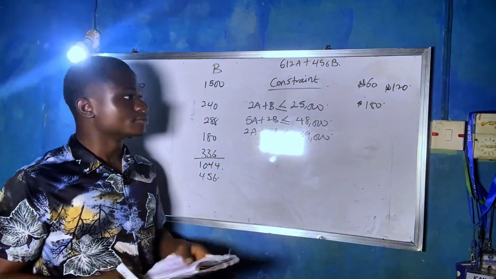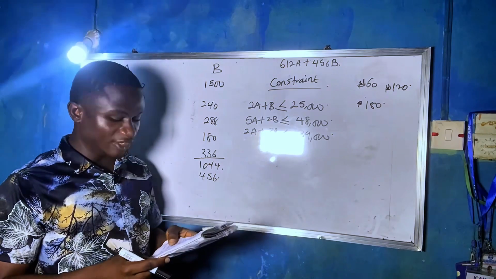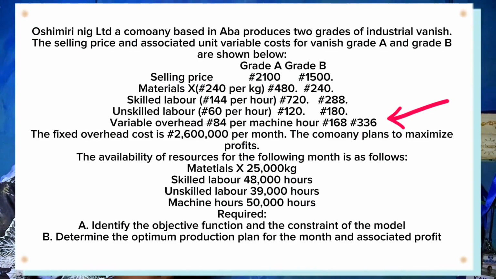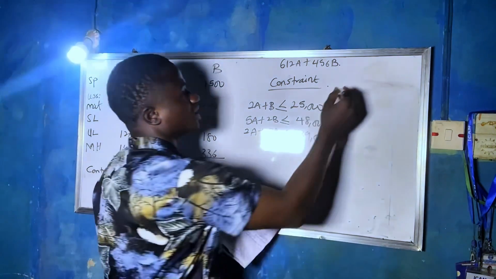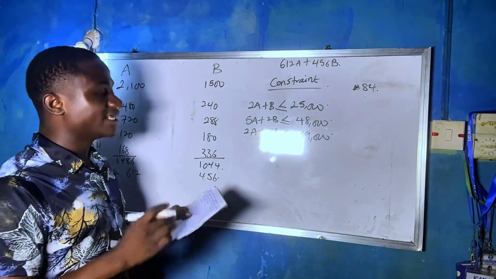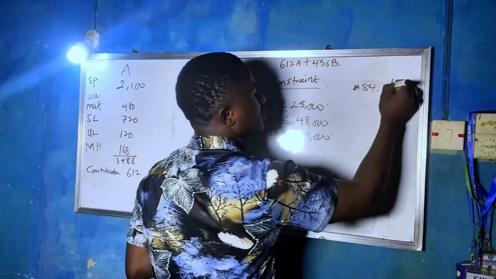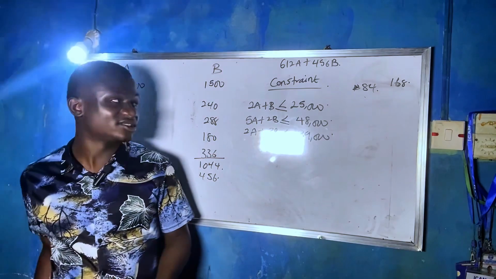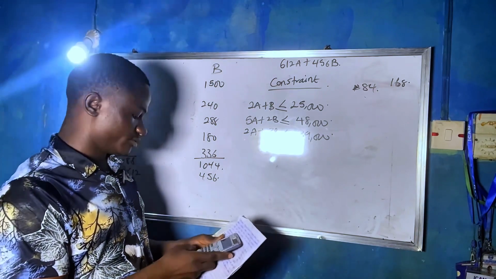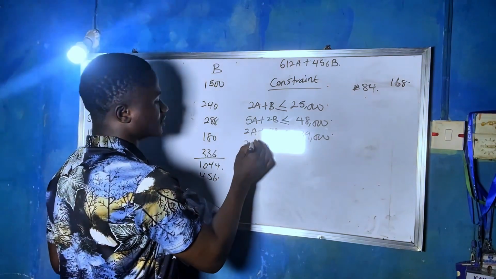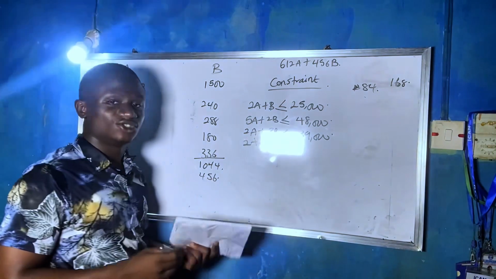As simple as that. Lastly, we have machine hours, which is 50,000 hours. We've been told that machine hours is 84 naira per machine hour, and A is using 168 naira of it. So if A is using 168 naira worth of machine hours, I will have 168 divided by 84. That gives me 2 machine hours that A is using.